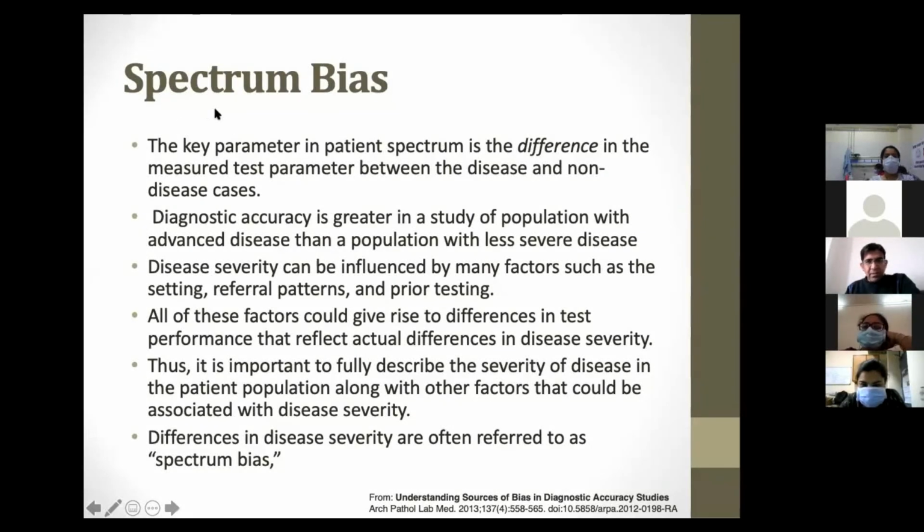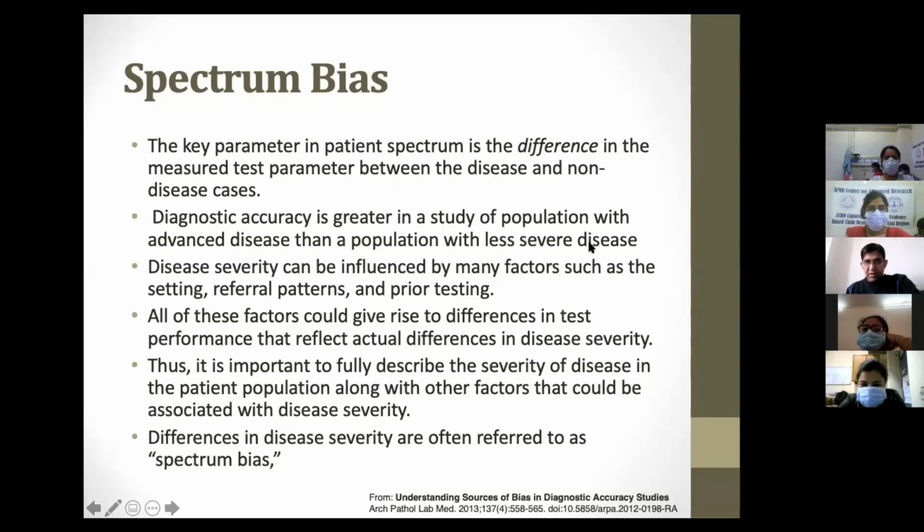Okay, so there's a spectrum bias. The key parameter in patient spectrum is the difference in the measured test parameter between the disease and the non-disease cases. Diagnostic accuracy is greater in a study of a population with advanced disease than a population with less severe disease.